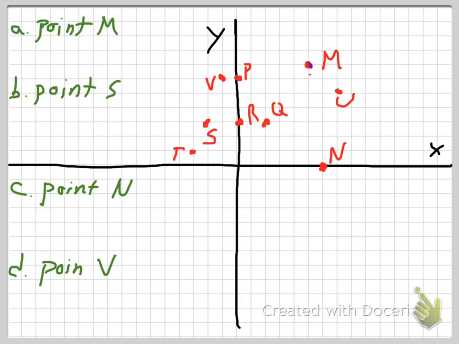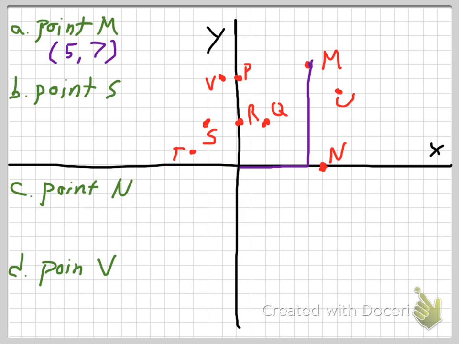Well, when I'm doing ordered pairs, I need to do my x coordinate first. So I'm going to count over on my x-axis. 1, 2, 3, 4, 5. So I know I'm going to the right 5, so positive 5. And now I'm going up, so it's going to be positive. Let's count how many up. 1, 2, 3, 4, 5, 6, 7. So 5, 7. There's my ordered pair.